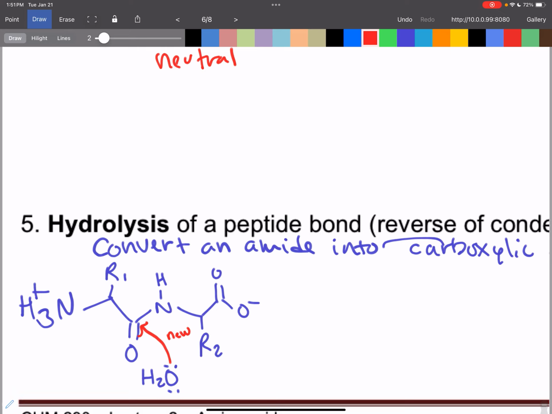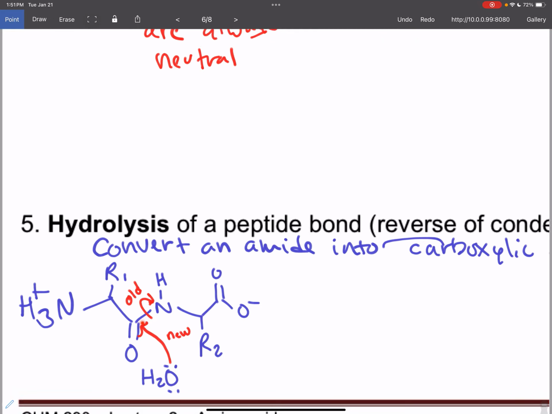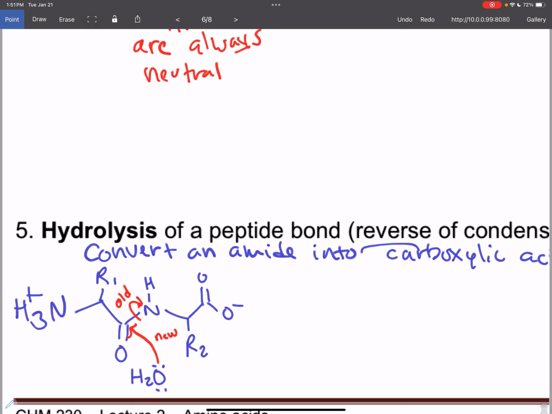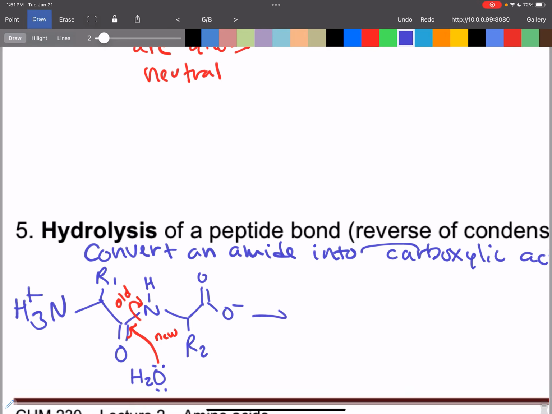And then I'll have an old bond that's going to break. So the bond between the carbonyl carbon and the nitrogen is going to break, resulting in those electrons moving over to that nitrogen. So we've got the oxygen here, and it's going to form a new bond to that carbonyl carbon, but we're losing the bond to the nitrogen. So what's that going to look like? I'll put a reaction arrow, and then I'll draw our products.